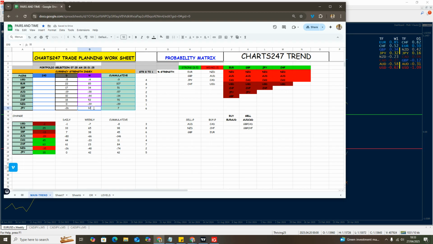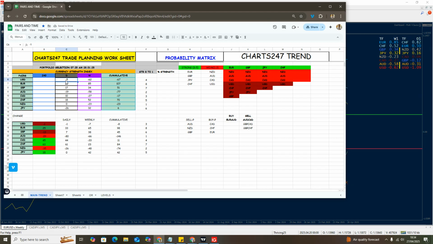Then we've got the New Zealand minus 23. We've got the Canadian minus 27. Followed by Aussie minus 58. Aussie has been consistently weak for the last 2 or 3 months. Then finally we've got the US dollar, which is very weak, minus 62. Okay, then let's do the daily quickly.